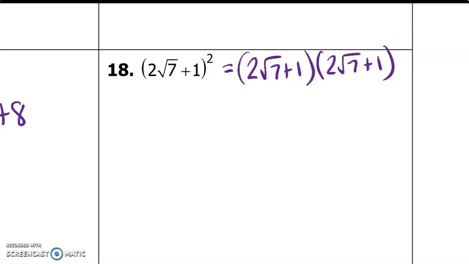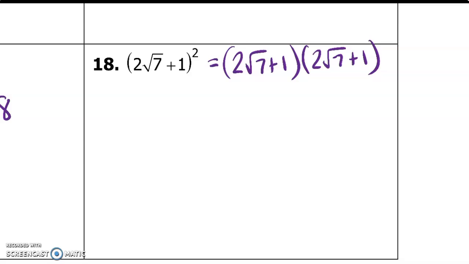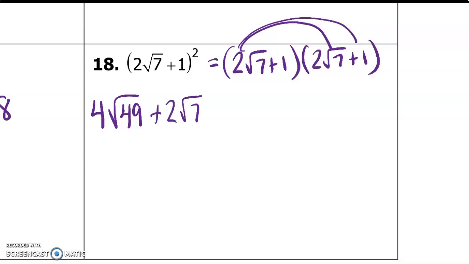So anytime you see something squared, you need to write it out as being multiplied by itself. So now I can distribute. Gives me 4 square root of 49, or again, if you just know that's 7, that's great. Plus 2 square root of 7, plus another 2 square root of 7. And then a plus 1. 1 times 1, not 1 plus 1.